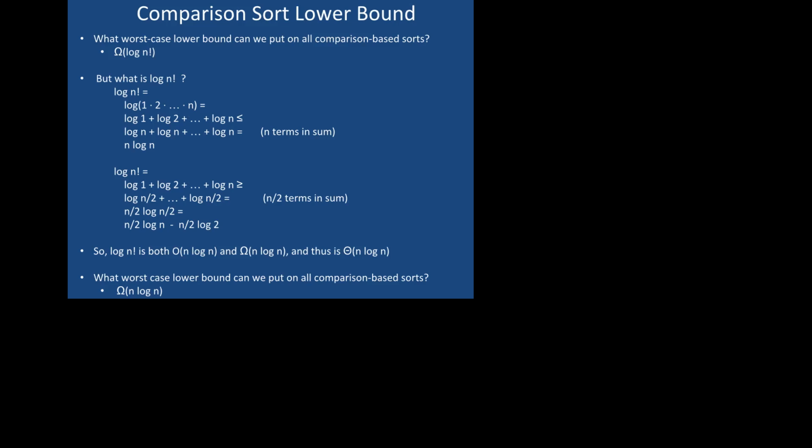Okay. How do I know that log of n factorial is O of n log n? Because it's less than or equal to n log n. We showed right here that log of n factorial is less than or equal to n log n. So if we graphed them, n log n would be above log of n factorial. So that makes log of n factorial O of n log n.